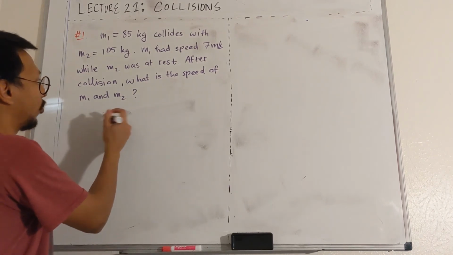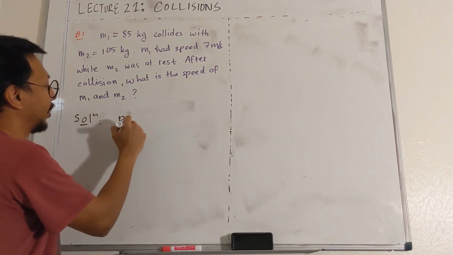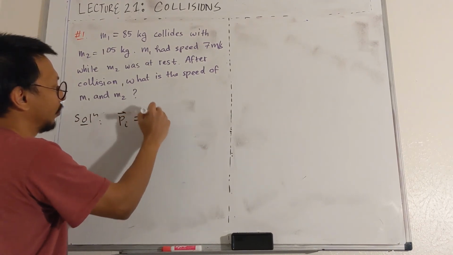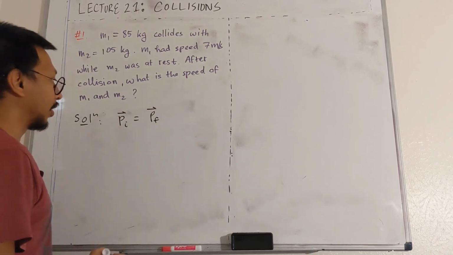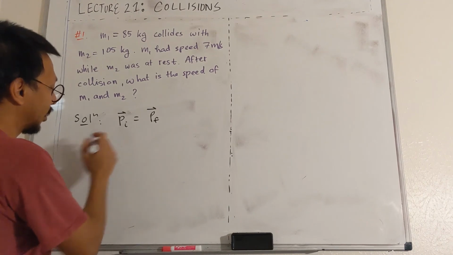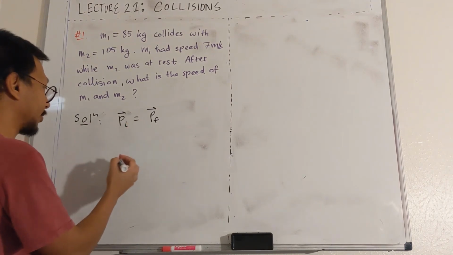So momentum is always conserved in any collision. So we start with that. Pi is equal to Pf, as simple as that. Now, before we start writing down equations, let's draw a simple diagram. That's what we do for any physics problem.